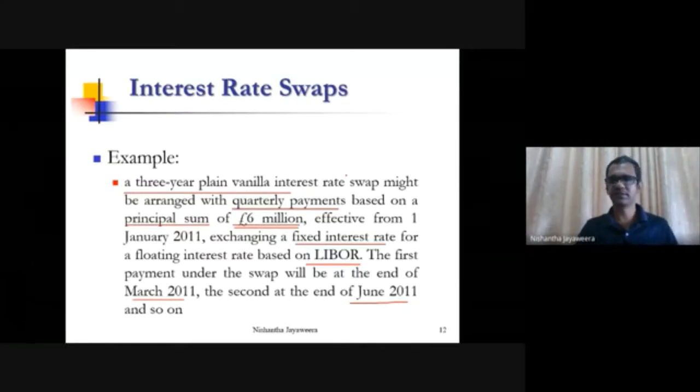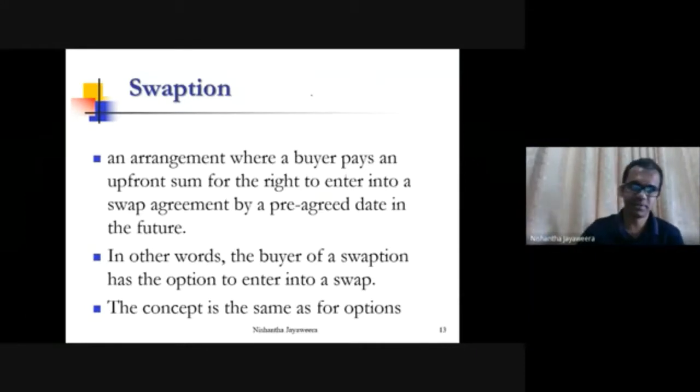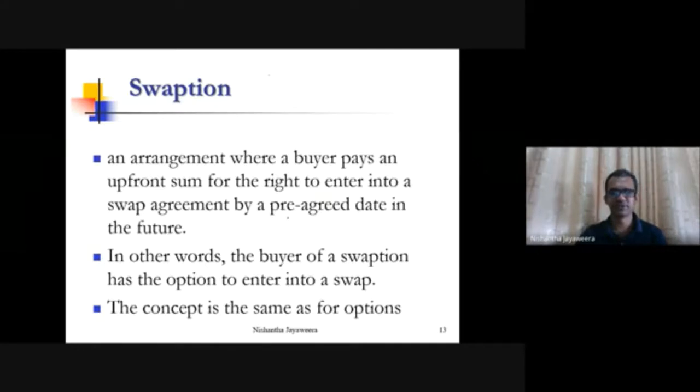So that's the interest rate swap. Then a swaption. You may remember when we discussed options, we discussed options on futures. Can you remember? That means we buy a call option or we buy a put option on a future. That means we get a right to buy the future, or we get a right to sell the future. So it's a derivative on a derivative.